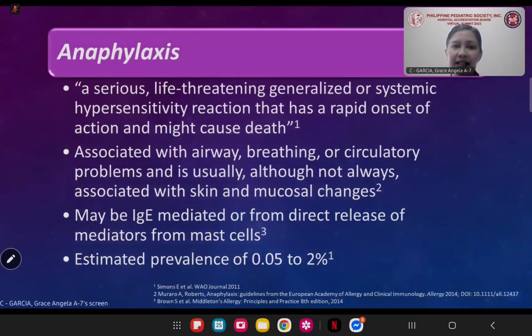So anaphylaxis is a serious, life-threatening, generalized or systemic hypersensitivity reaction that has a rapid onset of action and might cause death. It is associated with airway, breathing, or circulatory problems and is usually, although not always, associated with skin and mucosal changes. It may be IgE mediated or from direct release of mediators from mast cells. Its estimated prevalence is 0.05 to 2%.